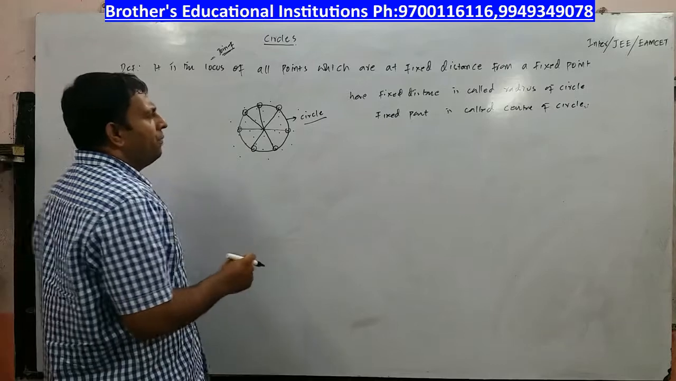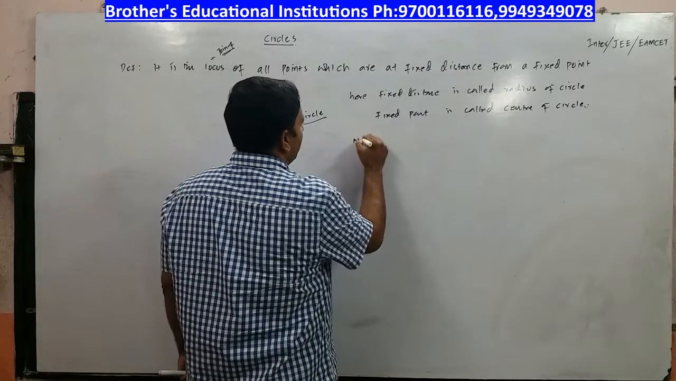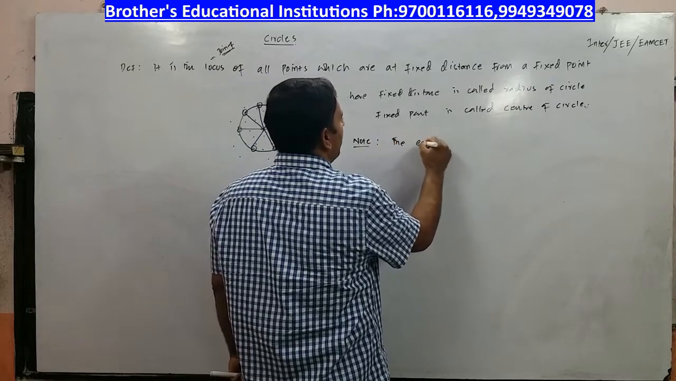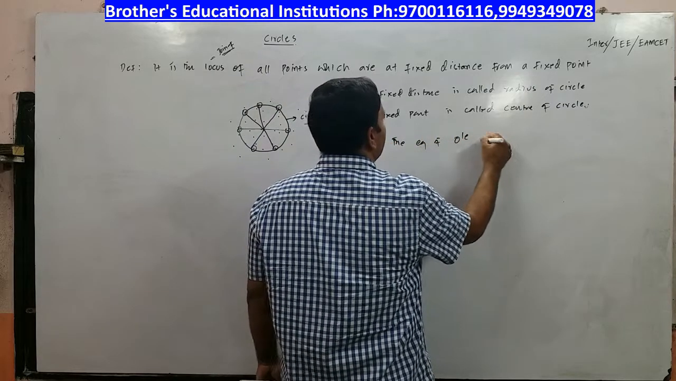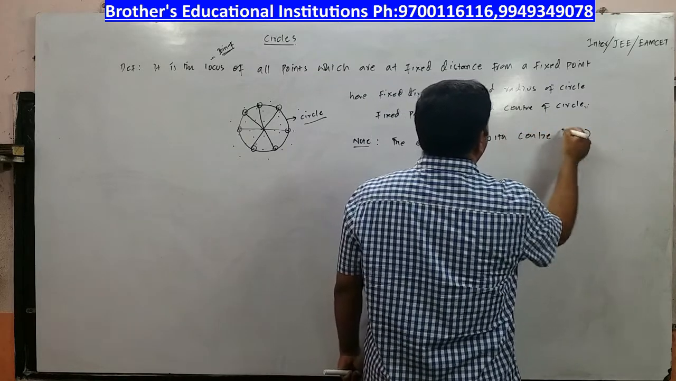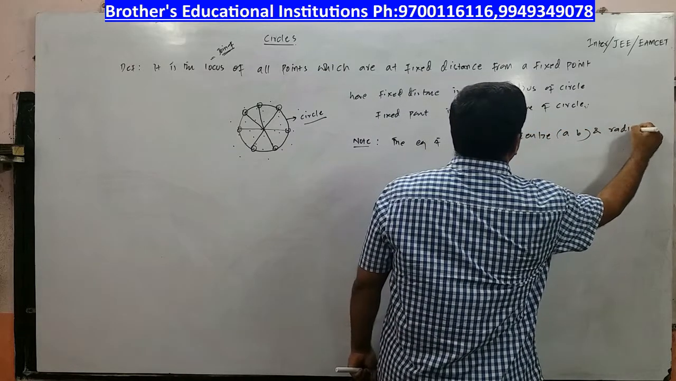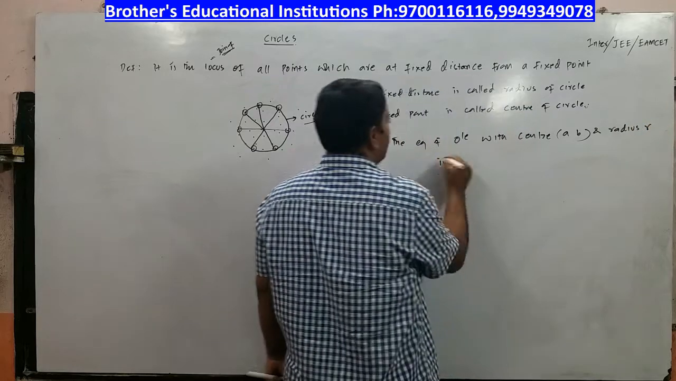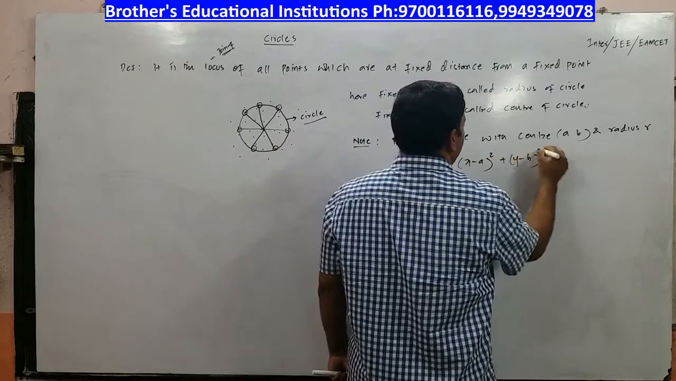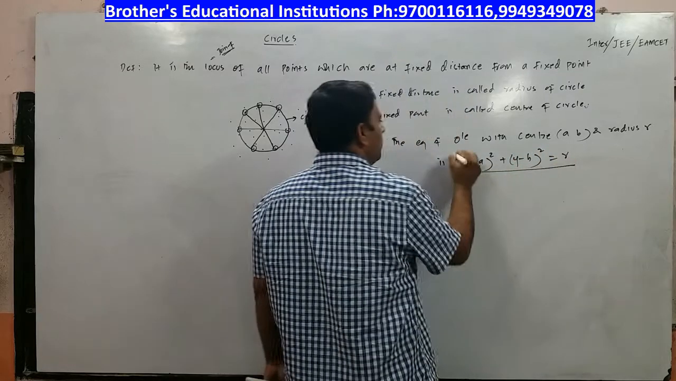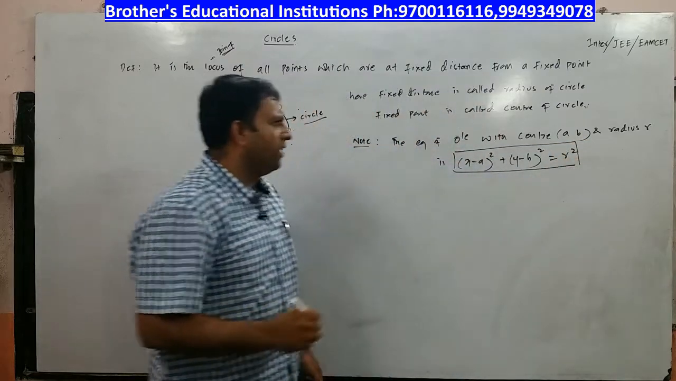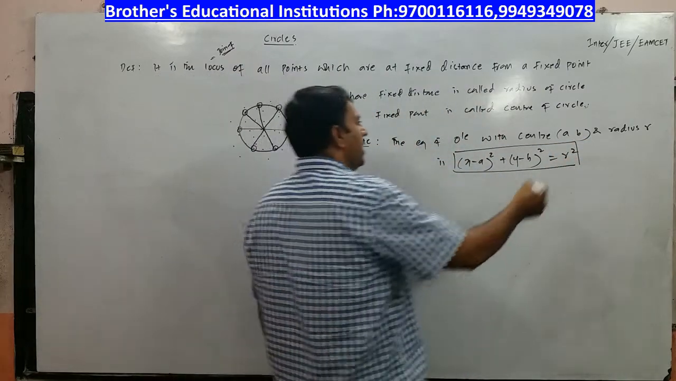Now let us take a note. The equation of a circle with center (a, b) and radius r is (x minus a) whole square plus (y minus b) whole square is equal to r square. This is the general note we have whenever the center is (a, b) and the radius is r.